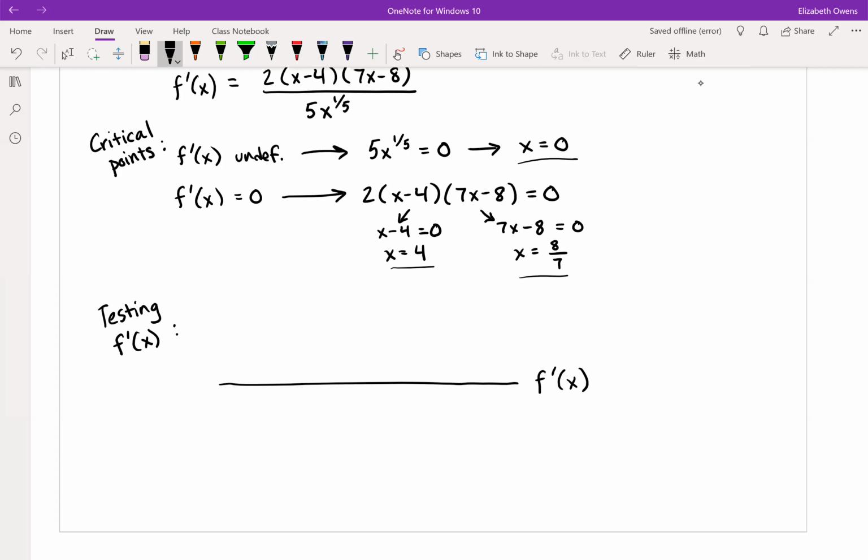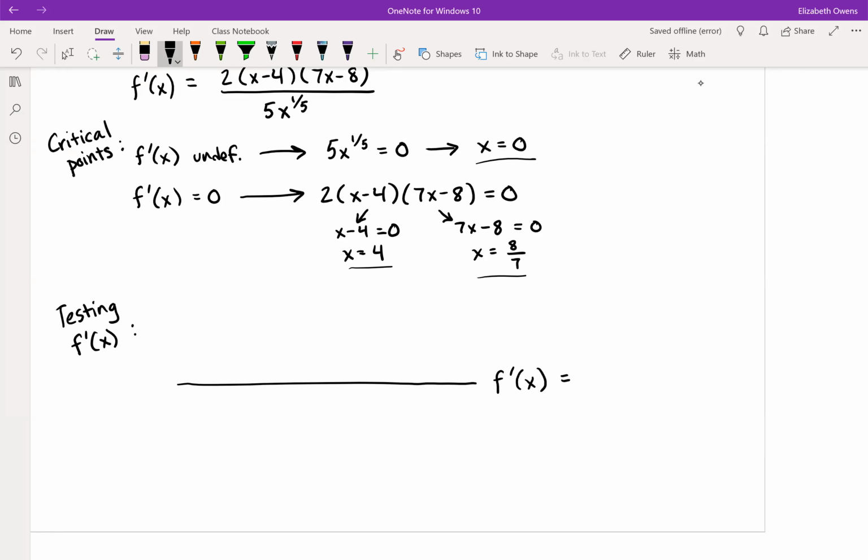And I do recommend writing the fact that you are testing f prime of x here on this number line, because later on in this chapter, I think actually just in the very next section, we're also going to be testing the second derivative. So you don't want to mix your number lines up because they do different things and they affect different things. So that's why it's nice to label them. So we're using our first derivative here. I'm just going to put our function there as well, for the first derivative, that is, 5 x to the 1/5 would be the 5th root of x. Okay, so we know what we're looking at.